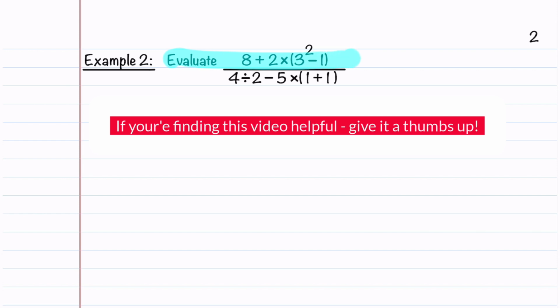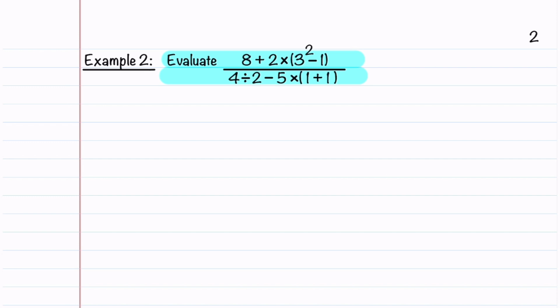Let's now dive into our second example, which is a lot more complicated than the first example. Just like we did for our first problem, let's write down the order of operations on the right so that we can remember what to do. It's P, E, M, D, A, S. Let's begin by writing down our problem.